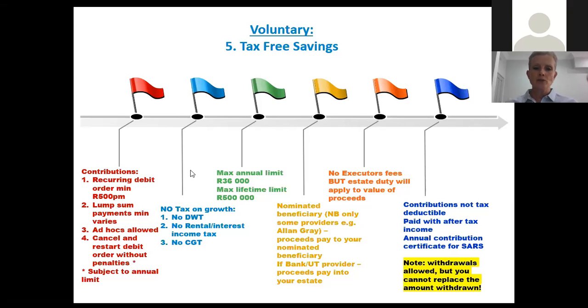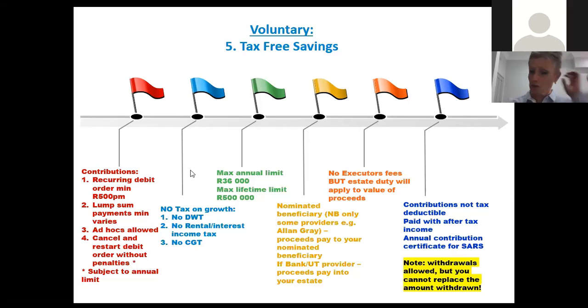Everything is subject to the annual limits. The best thing and the most advantageous thing about this product is there is no tax on the growth. No capital gains tax, no dividends withholding tax, no income tax. All the other products that offer no tax on growth fall under the compulsory space. So this is the only voluntary product that you can choose to invest in. That is your product, that is not restricted in terms of any regulations other than you cannot put more than 36,000.